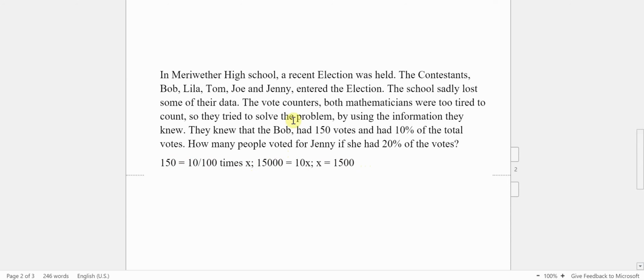We're told to find Jenny. Jenny has 20% of the votes. 20 divided by 100 times 1,500, the number of people there. And you will get 300, because 20 hundredths can be simplified into 1/5, and 1/5 of 1,500 is 300. So she has 300 votes. Wow, that's actually pretty good.